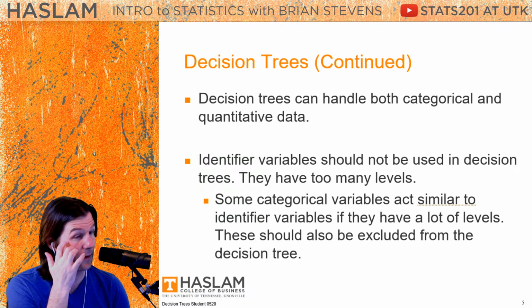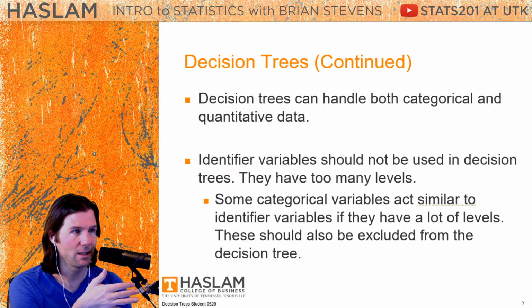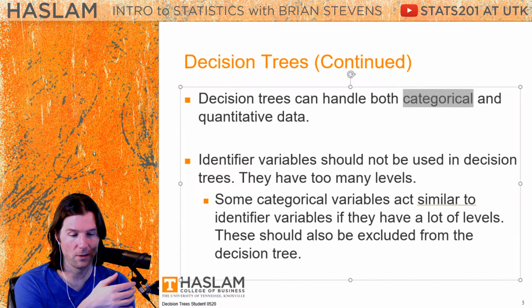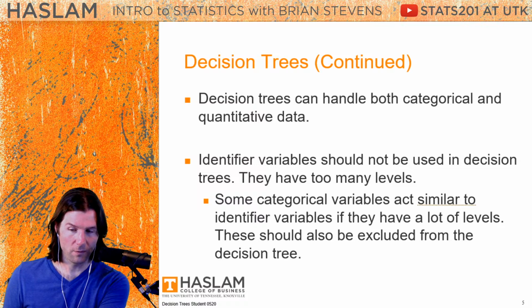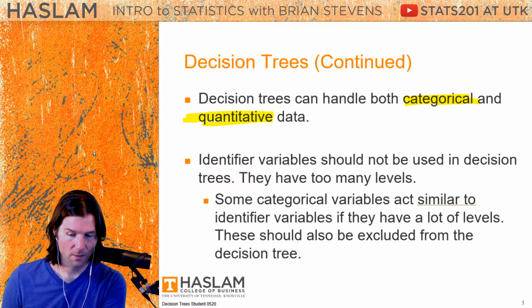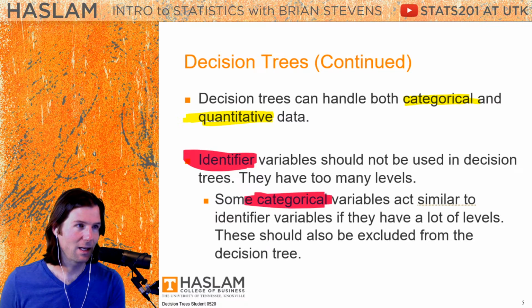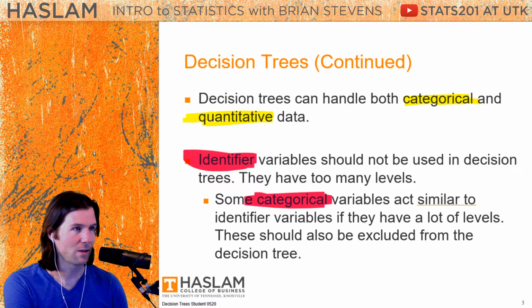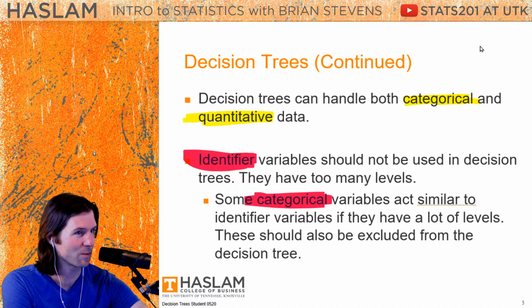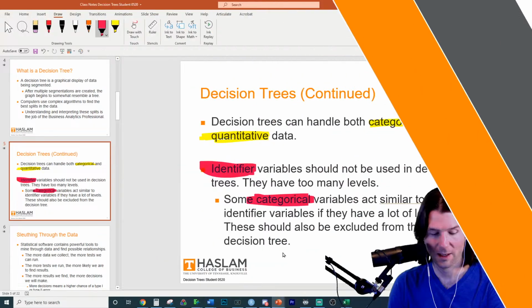We shouldn't use identifiers for decision trees, or things that act like identifiers. Some categorical variables, like these, are the good ones. Let's highlight the good ones right here. These are the good variables we put in decision trees, categorical and quantitative. We do not put identifiers or things that act like identifiers. I'm not going to say the answers, but there's a really quick and easy way to find the answer. I'm not going to point to the answer here.